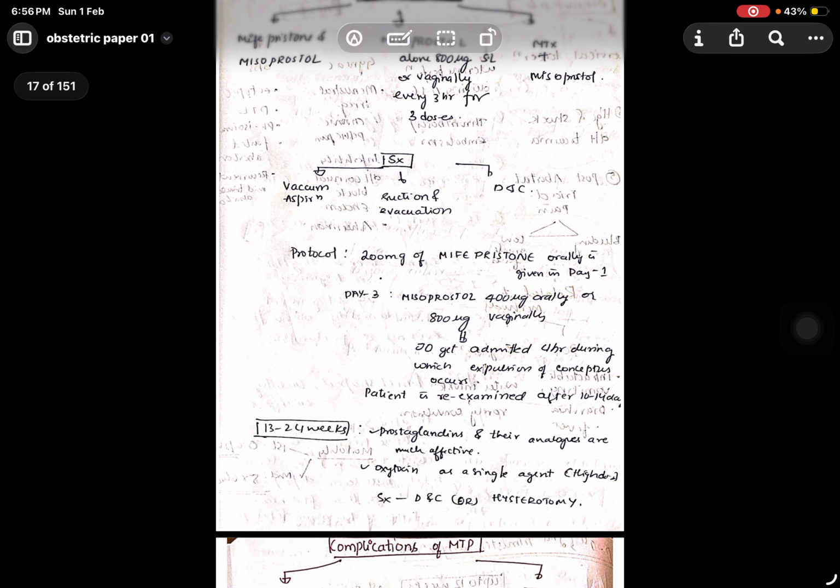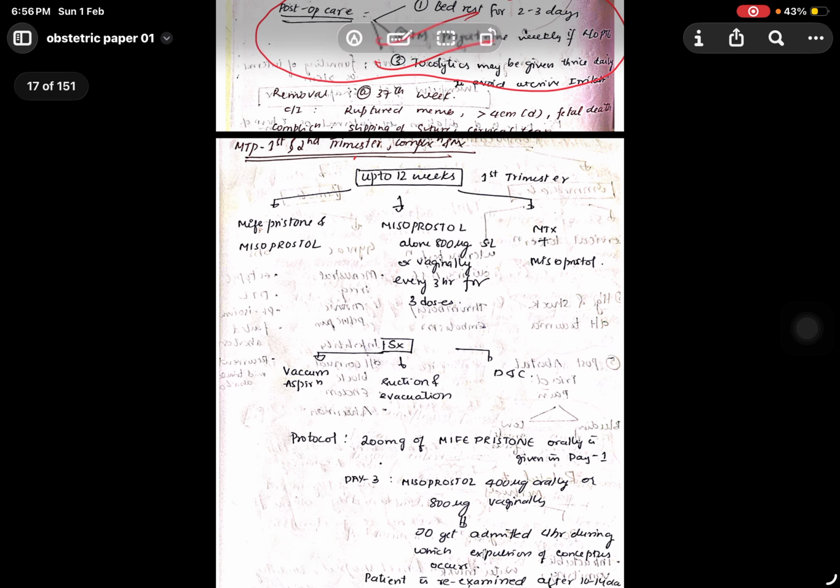Okay, so when you can do MTP: till now, according to recent guidelines, it's 24 weeks. Again, if the board gives permission, you can do it at any week. Okay, again up to 12 weeks, what are the periods when you can do it?